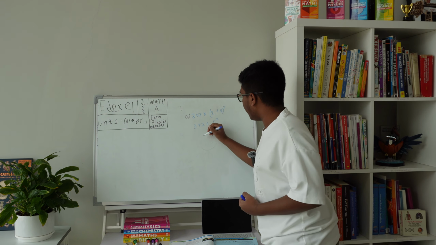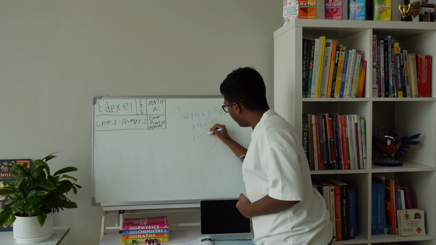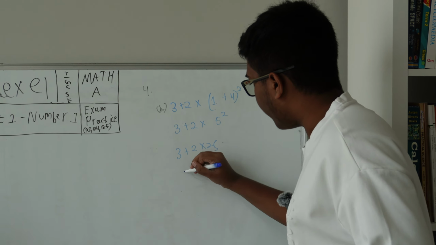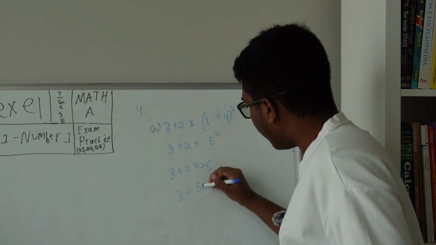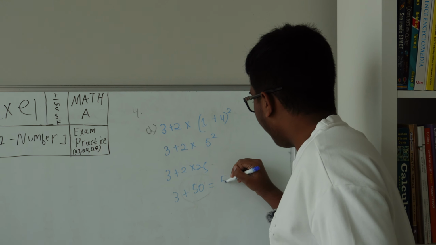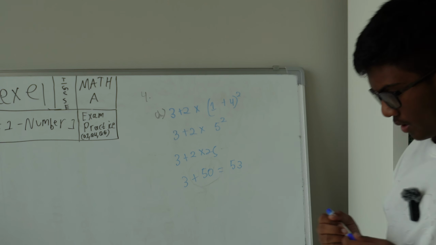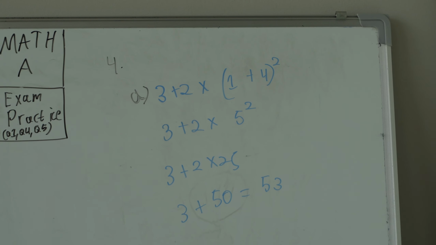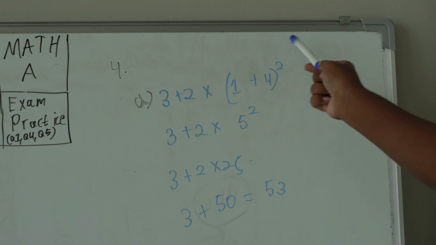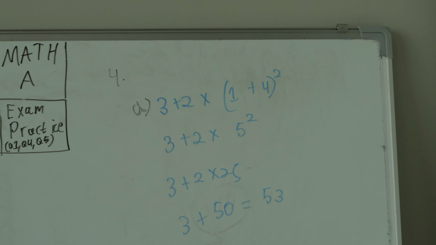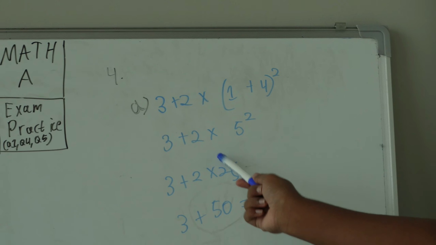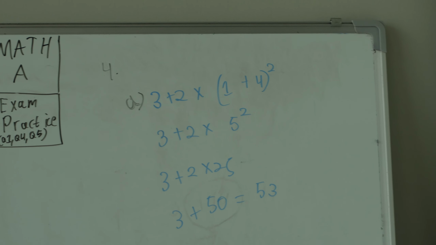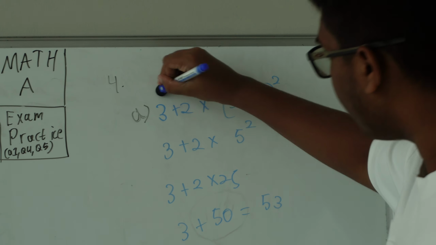And 5 squared is 25. So 3 plus 2 times 25. 2 times 25 is 50. So 3 plus 50. And the final answer is 53. Simple, isn't it? So first, do the bracket, do the exponent, do multiplication and division, in this case only multiplication, and then do the addition and subtraction, in this case only addition.